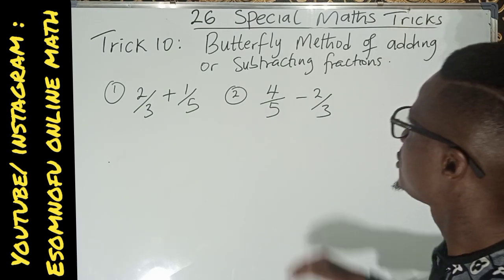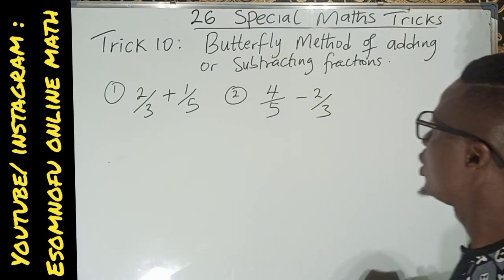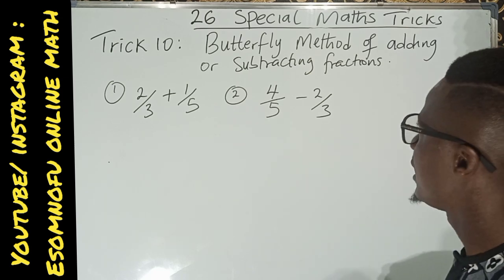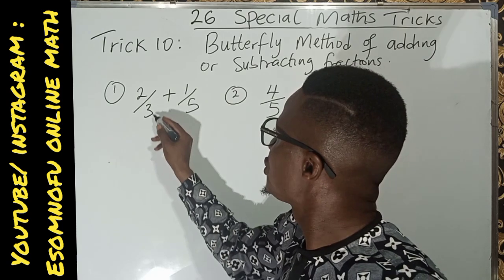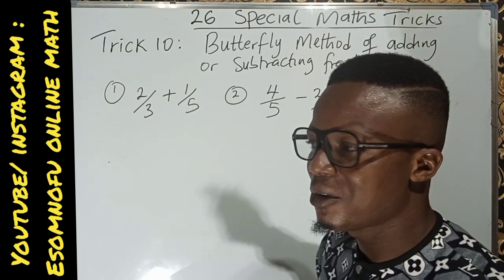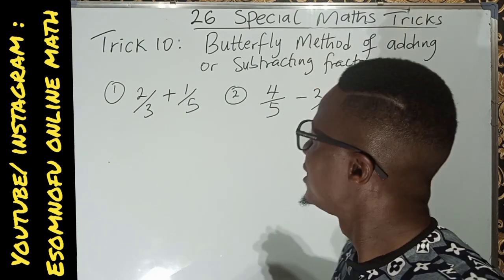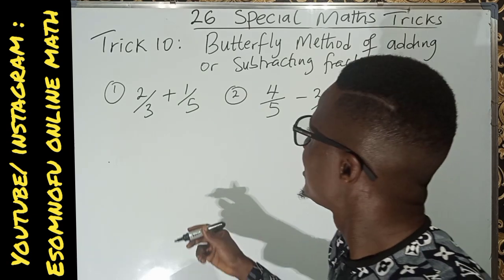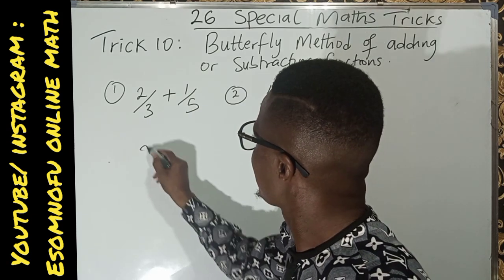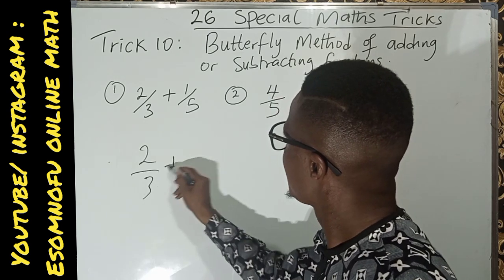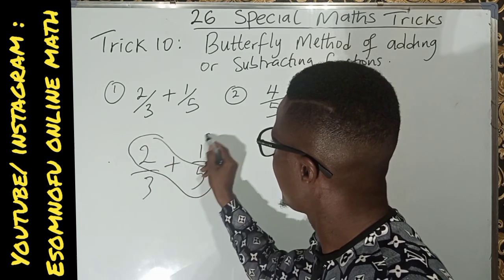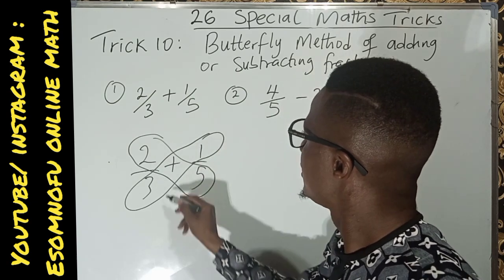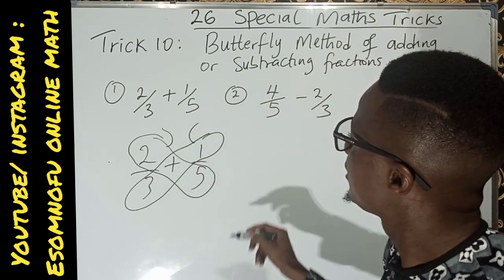Okay, we've gone into trick number 10, which I call the butterfly method of adding or subtracting fractions. Where you have 2 over 3 plus 1 over 5, gone are the days you find the LCM to simplify fractions like this. Just draw a butterfly. Let's write it: 2 over 3 plus 1 over 5. Draw your butterfly like I'm doing. Is this not a butterfly?